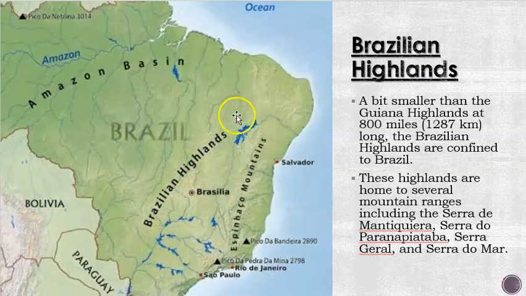We have the Brazilian Highlands. The name kind of speaks for itself. The Brazilian Highlands are only in Brazil, and they are in fact high land. It's about 800 miles long, and it's a little bit smaller than the Guiana Highlands. This area is home to several mountain ranges as well.